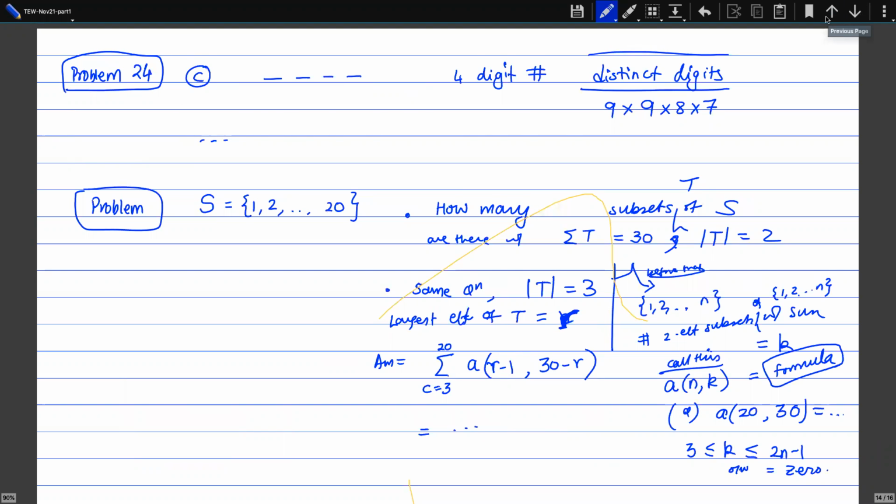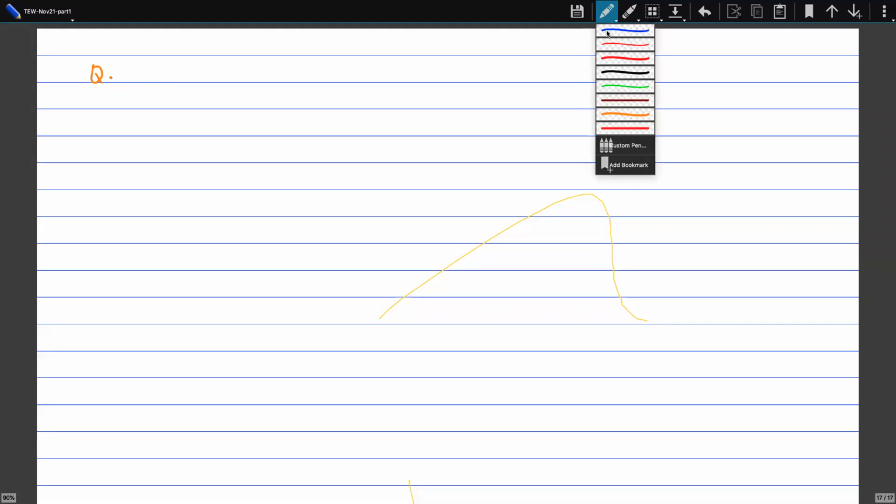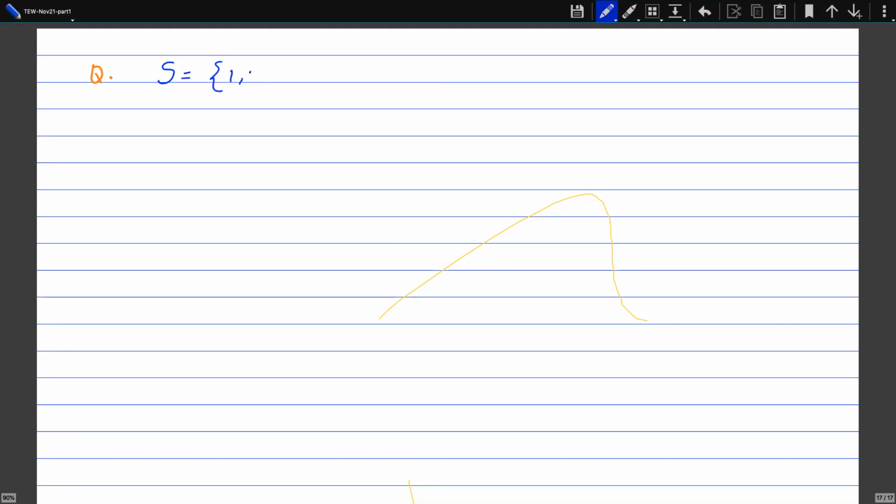So this is, well, it's not one of the problems on the exercises, but here's a question. If I take numbers from 1 to 20, how many subsets are there whose sum is 30? So let me just write this question out for you again. Here's the question. So take the set S, 1 to 20.